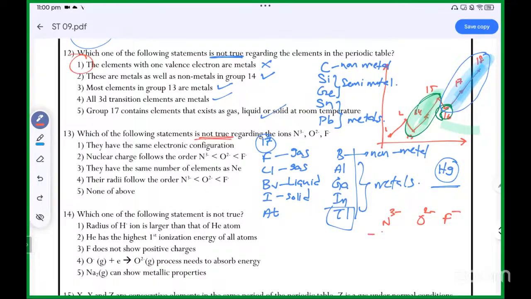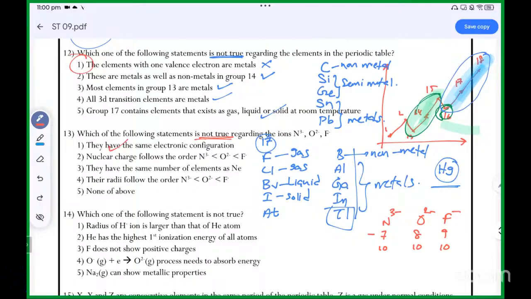Let's say this is atomic number 7, this is 8, this is 9. They have gained some electrons to create the anionic configuration. So this is 10, this is also 10, this is also 10. So the first one is correct. They have the same electron configuration, that is correct. Nuclear charge follows the order.